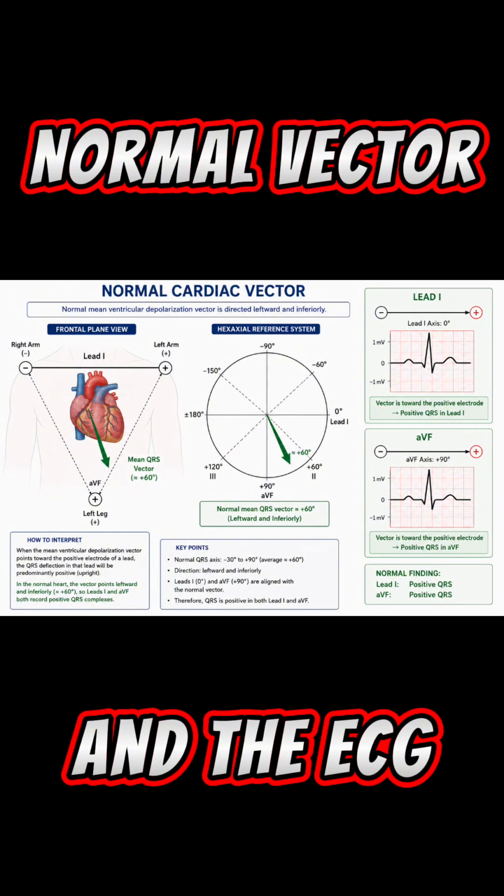This is important information because, as we just discussed, normal cardiac axis or normal cardiac vector travels from the top down and slightly leftward. So if we look at lead 1, which is traveling from right to left, and we look at lead aVF, which is traveling from the top down, we would expect to see positive QRS complexes in both of these leads as the energy travels down and to the left towards both of these electrodes.